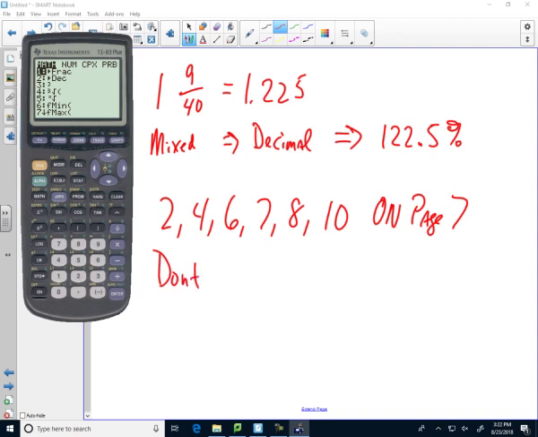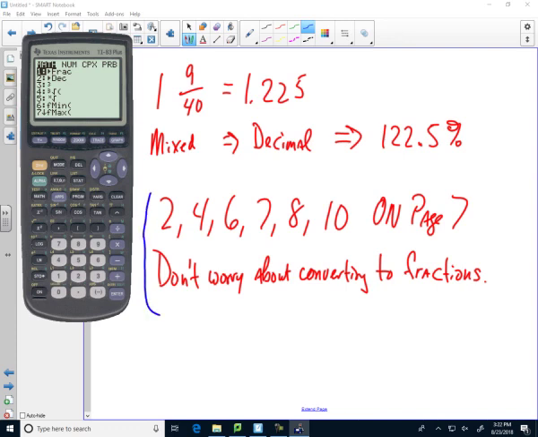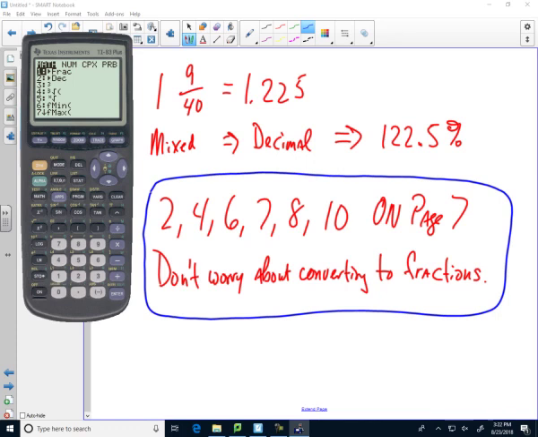Don't worry about converting to fractions. And the reason I'm not worried about that is, very seldom do I think you'd have to do that in the real world.